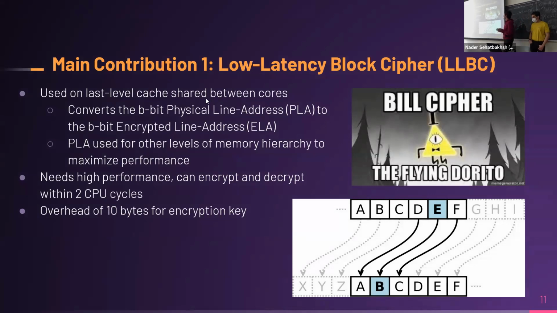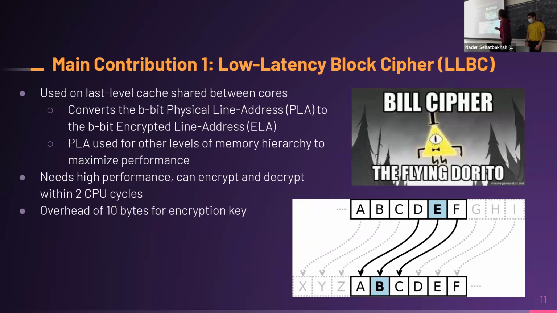Okay, the main contribution. The main contribution is used only in the last level cache, the L3 cache, and we are basically using a cipher, as a first step, on the cache addresses in the L3 cache. Like I said, you'll be changing the PLA to an ELA, so instead of the physical line address that we usually use, we use an encrypted line address. We're only using this for the last level cache because otherwise we'd be slowing down all the levels of the memory hierarchy. We only want to have the performance cost in this specific attackable level.